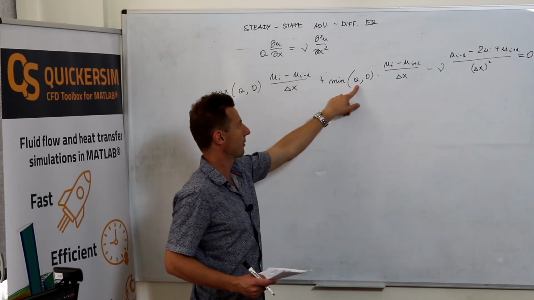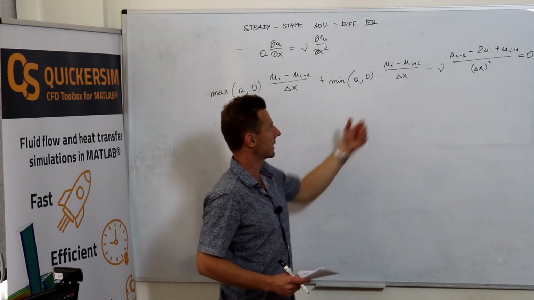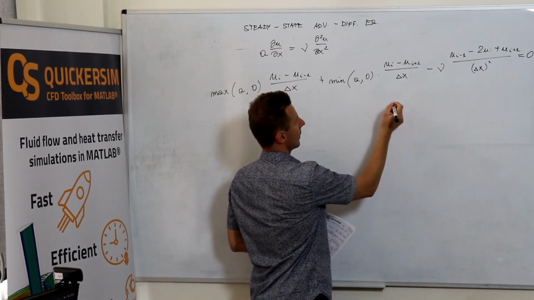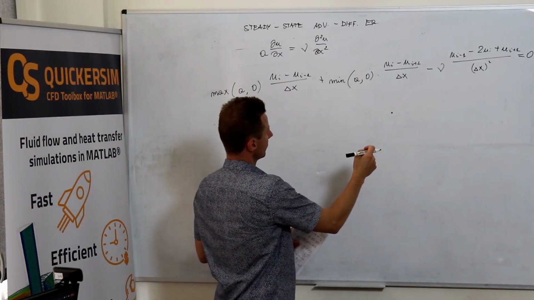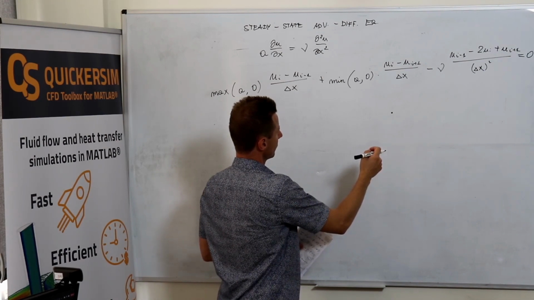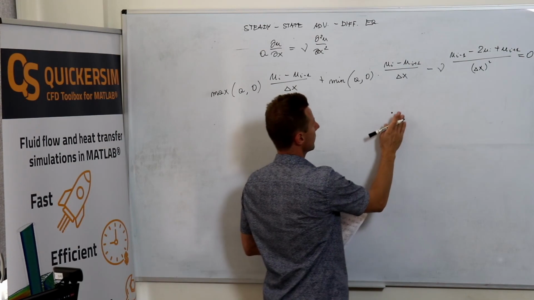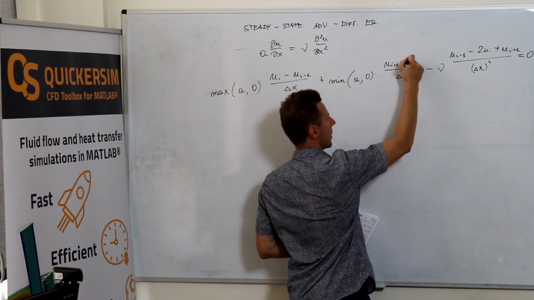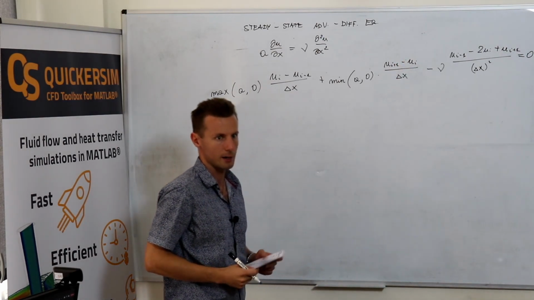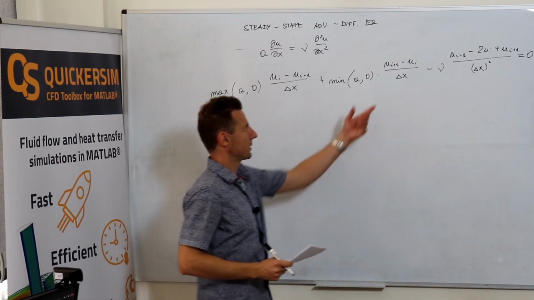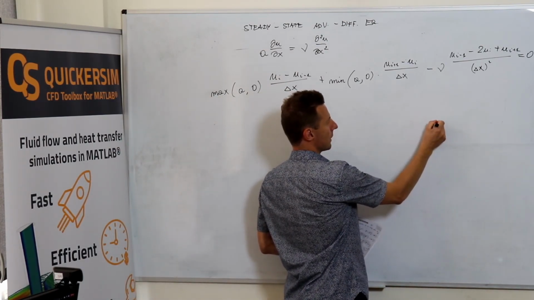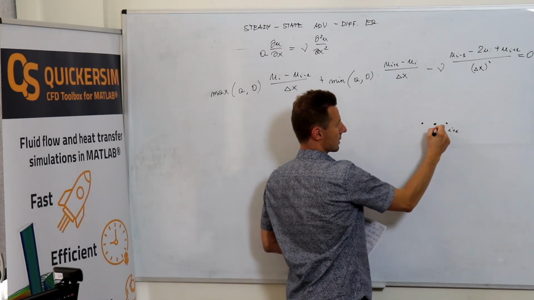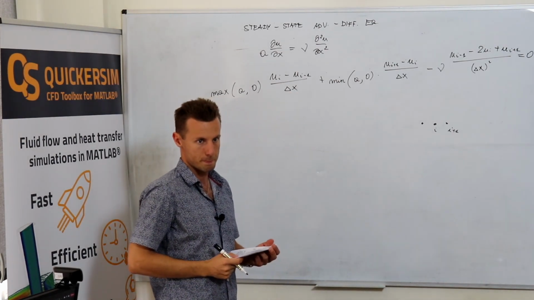If A is negative, then the derivative needs to be taken the other way. It must be ui plus 1 minus ui, because it's still the same derivative, but needs to be taken upwind, and upwind means then taking i plus first and ith. Yeah.